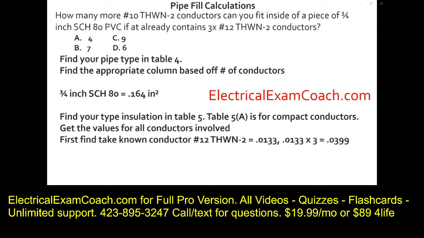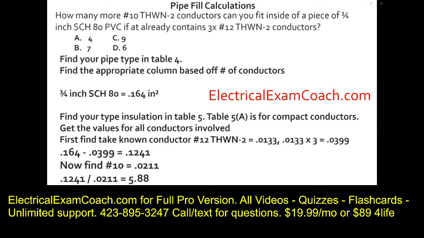First, we're going to take our number 12 that we already have, multiply it by the 3 that we already have, and that gives us this value. Then we're going to take our total available to fill, minus what we already have, and that gives us this for our remaining left to fill. Then we just take that and divide. We divide that out, and we find that we can fit 5.88 conductors, and in this case, it is 0.8 or larger, and we will round up to 6. Great job.